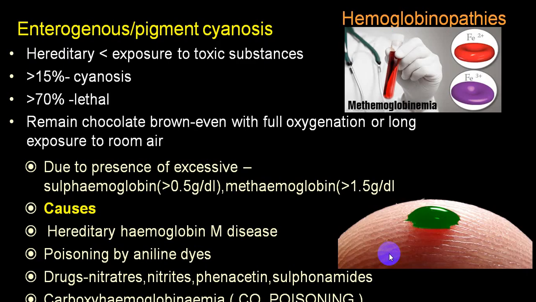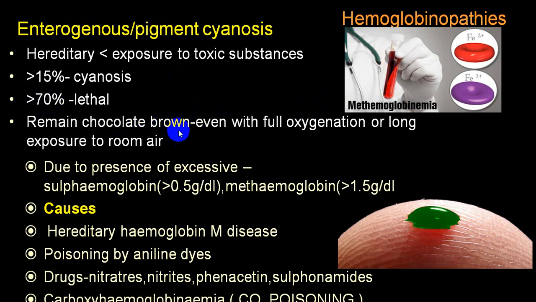We'll show you that. So in methemoglobinemia, there is a hereditary cause, plus exposure to a toxic substance. So if more than 15% of the hemoglobin is converted, you will develop cyanosis, and it becomes lethal unless it is treated. And this methemoglobin is chocolatey brown in color, so the color will change into chocolatey brown.